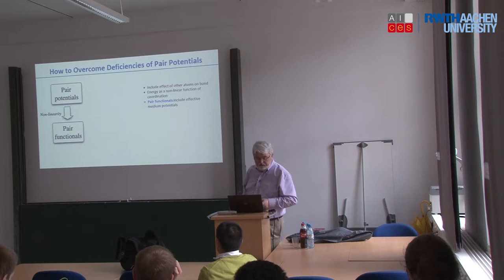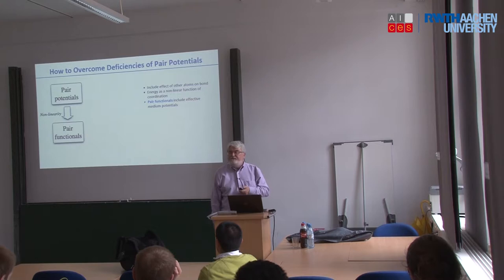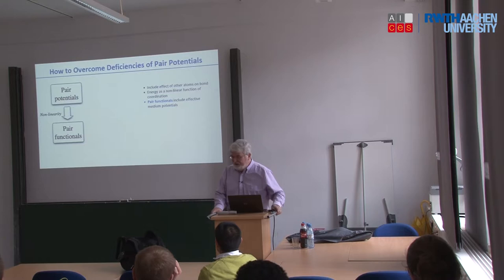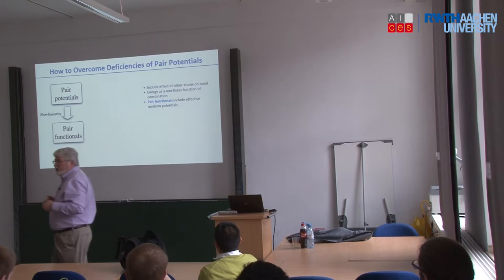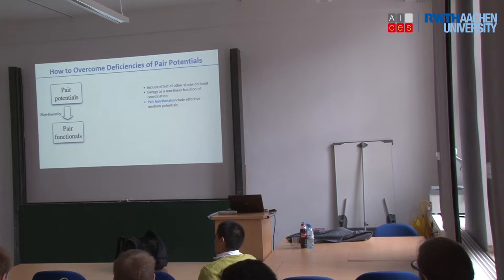So how do we overcome this deficiency of pair potentials? A pair potential is a function. We're going to move to something which is now a functional. If you remember, a functional is a function of a function. So we've got an inner function and an outer function. Our inner function is basically going to be a measure of the local environment. What I'm going to use essentially is the density of my neighbors. And when I know that density, then I'm going to work out what the energy is. That's the function of the function. The inner function is the density, which comes from the local environment. Then I look that up, and it gives me the outer function, which is an energy. That's the embedded atom method. So I'm going from pair potentials to pair functionals.